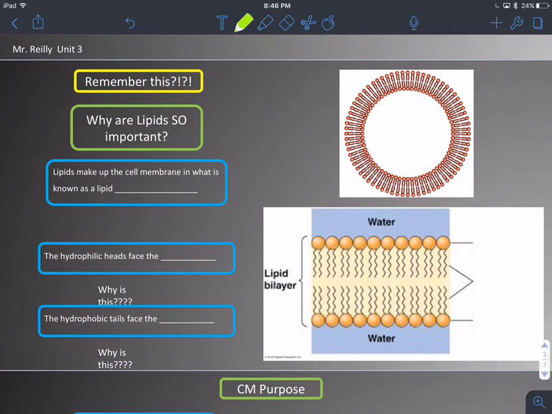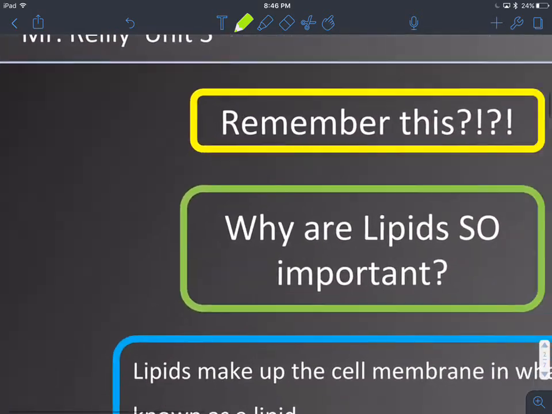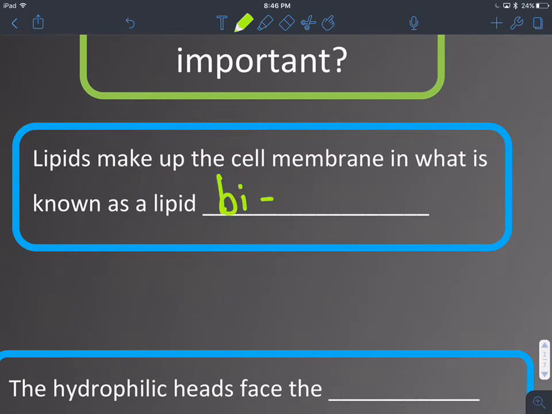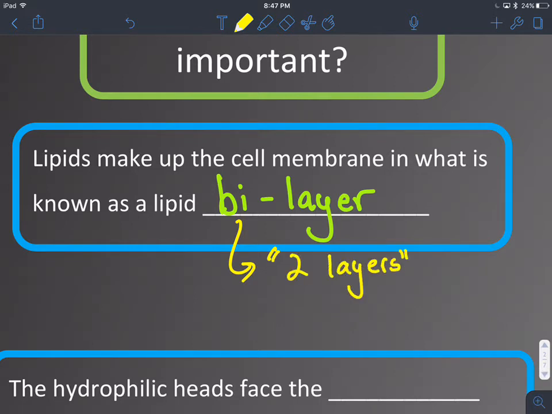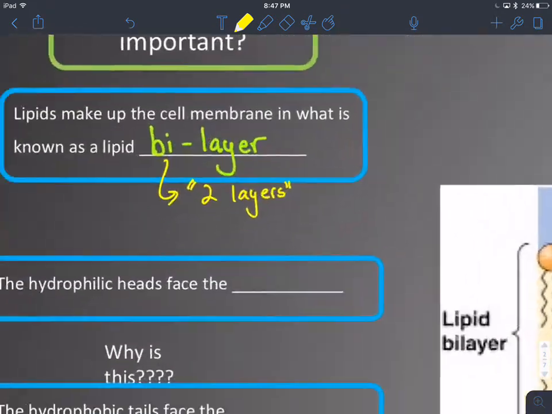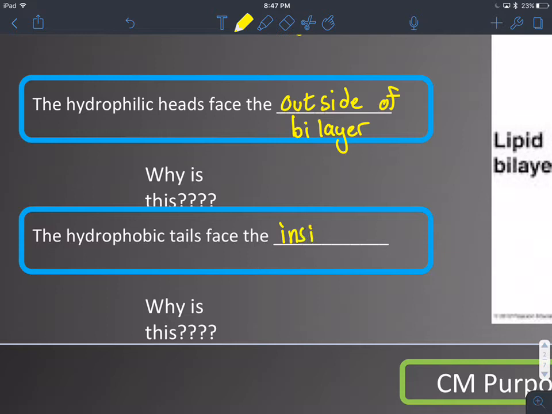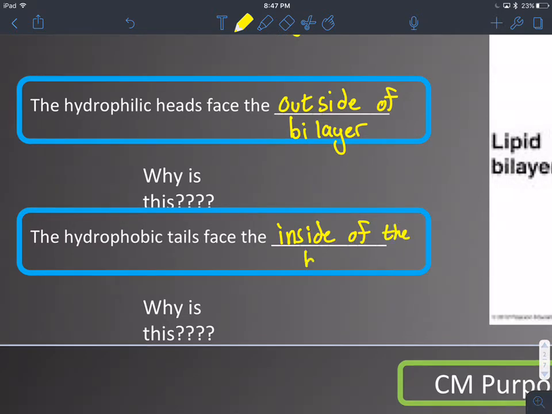Okay, so you guys have seen this slide before, and you should all know exactly what we're looking at. You see a bunch of lipids here, and what we have formed is the bilayer. You know that the lipid bilayer is made up of two layers, because we have these hydrophilic heads and these hydrophobic tails that come off of them. The hydrophilic heads face the outside of the bilayer, while the hydrophobic tails face the inside of the bilayer.